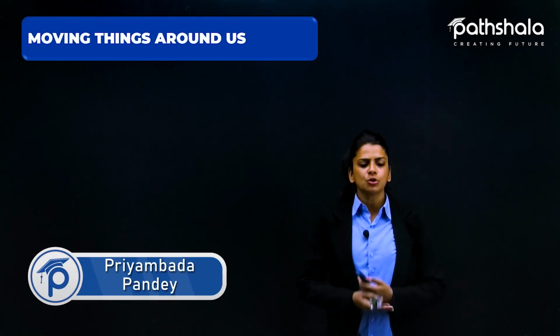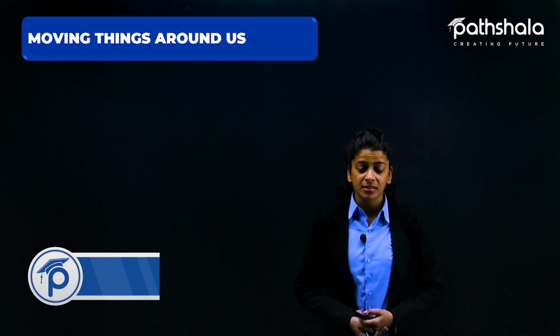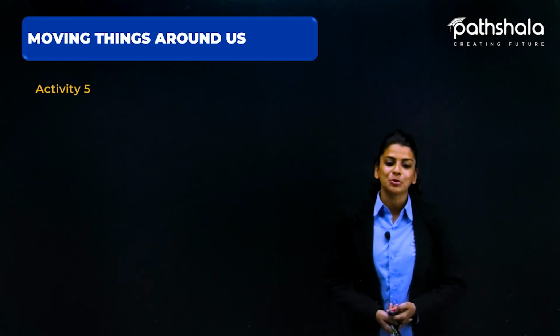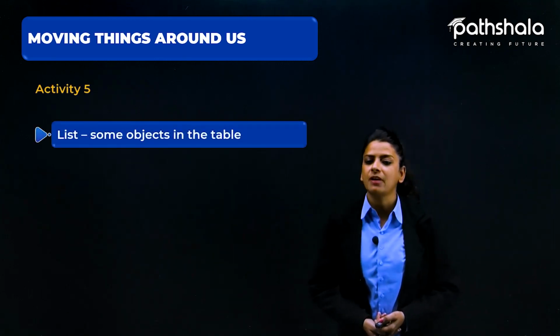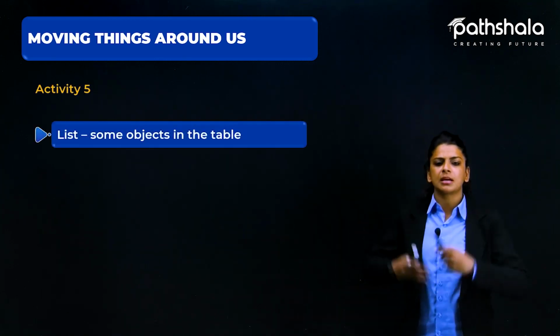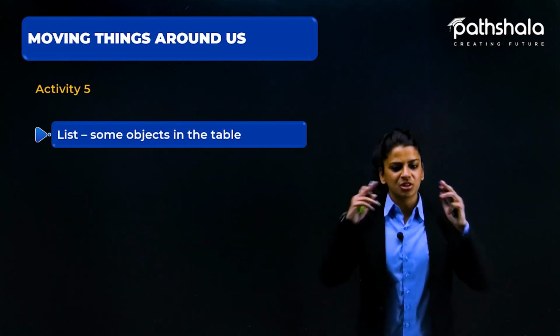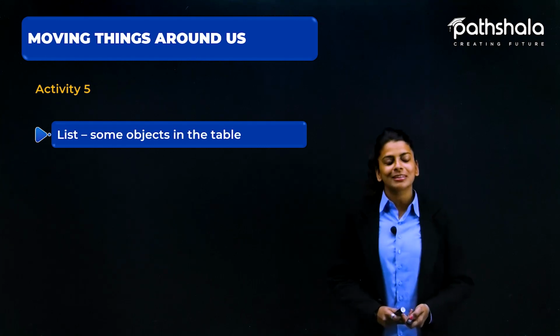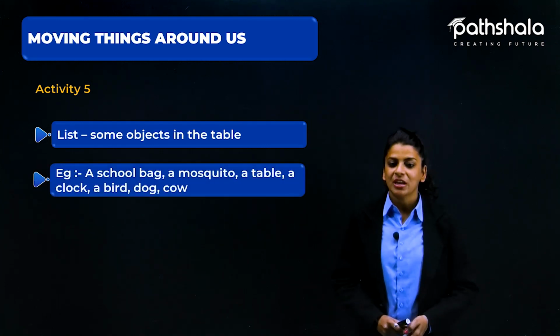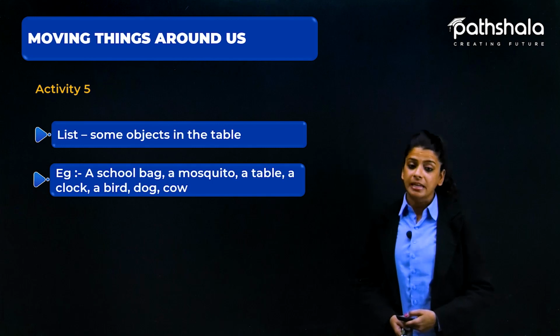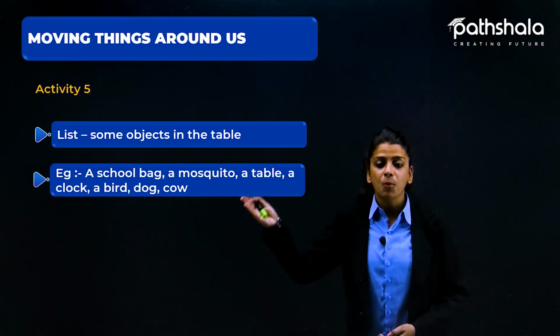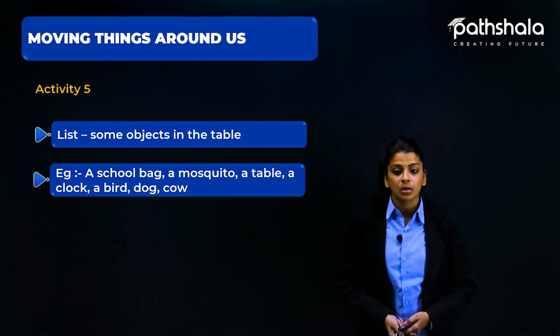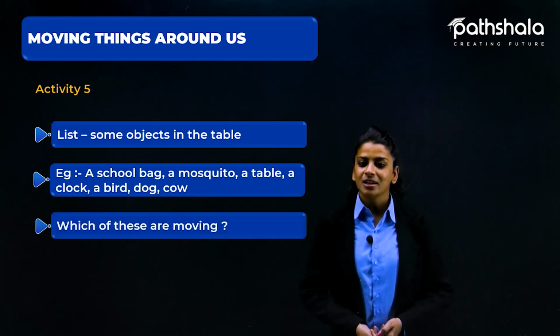The topic is moving things around us. So now we have to look around us and find out which objects are at rest and which objects are in motion. Here we have activity number 5, in which we have to list some objects and mention them in our table and then note down our observation whether the things are moving or at rest. The examples that we have taken here are a school bag, a mosquito, a table, a clock, a bird, a dog and a cow.